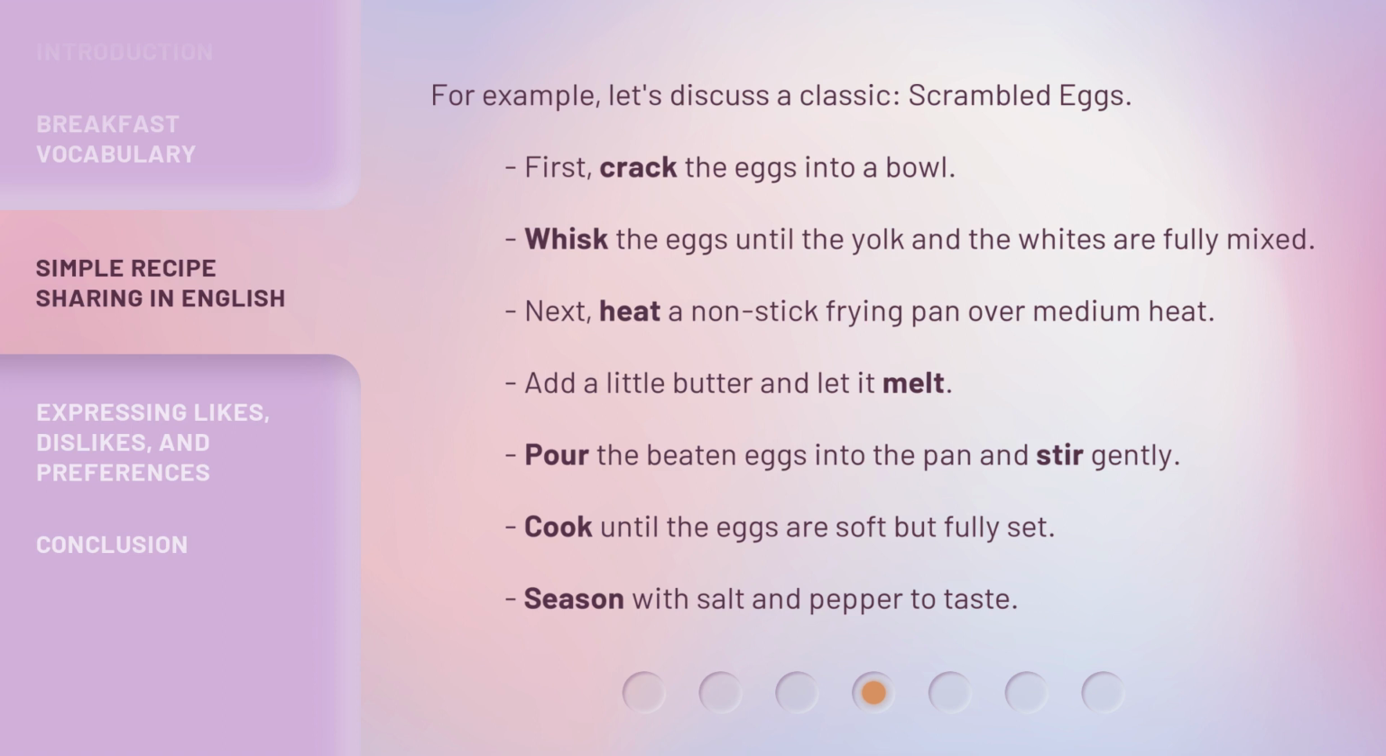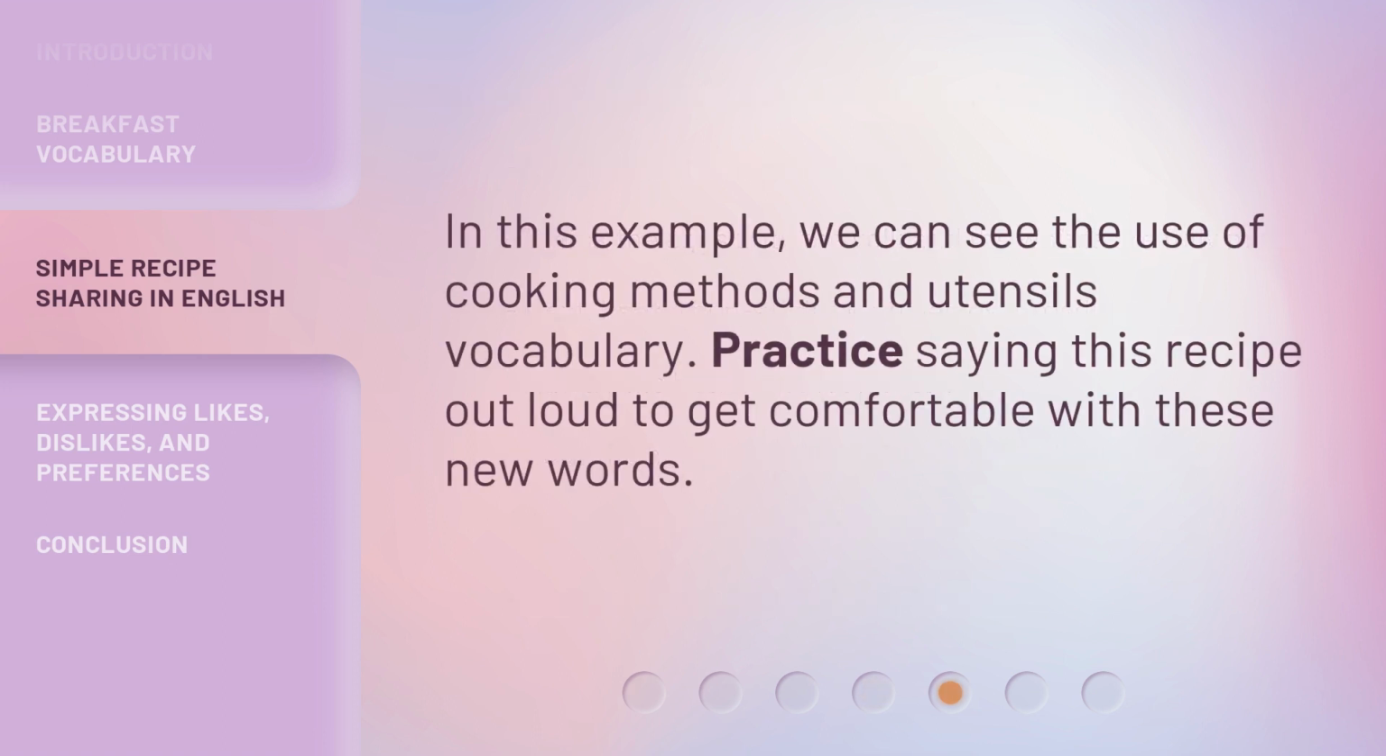Pour the beaten eggs into the pan and stir gently. Cook until the eggs are soft but fully set. Season with salt and pepper to taste. In this example, we can see the use of cooking methods and utensils vocabulary. Practice saying this recipe out loud to get comfortable with these new words.